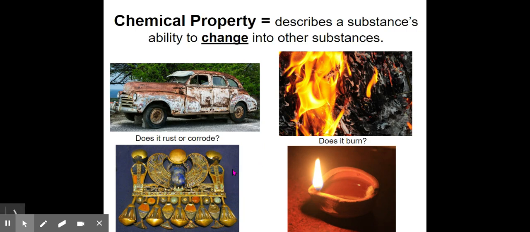Gold does not corrode, not very easily. So here's some gold from ancient Egypt, thousands of years old, and it looks fine. It's not corroded at all. This car is less than 100 years old, and it's already corroded away. This is thousands of years. Does it burn? That's a chemical property. Like this oil is burning in this oil lamp, this paper is burning, but the clay that's here is not burning. So it doesn't burn. That's a chemical property of it, it does not burn easily.